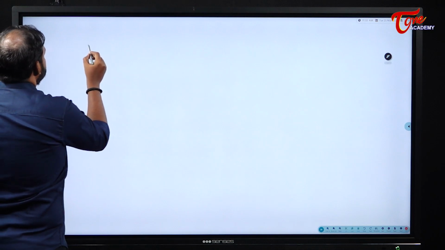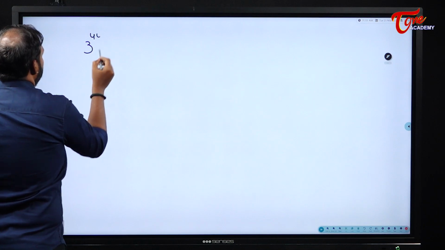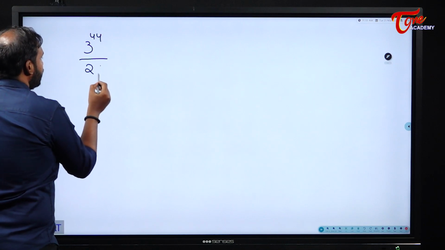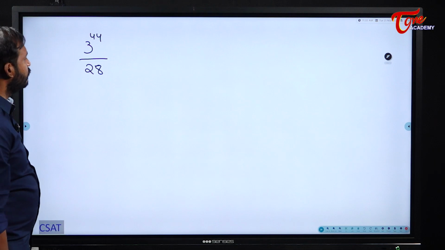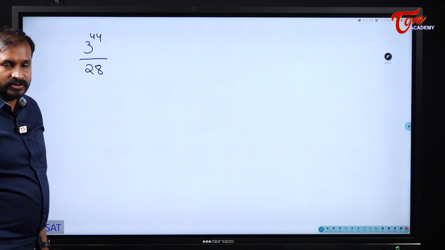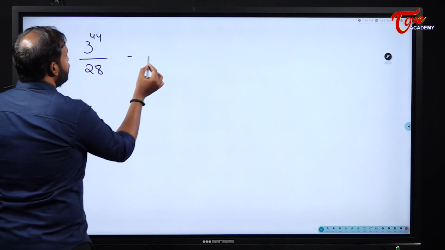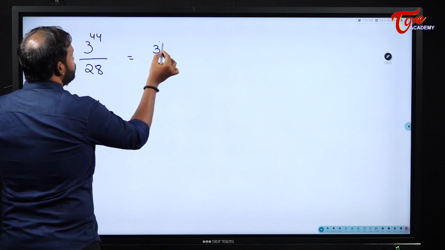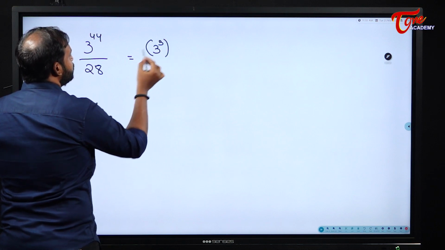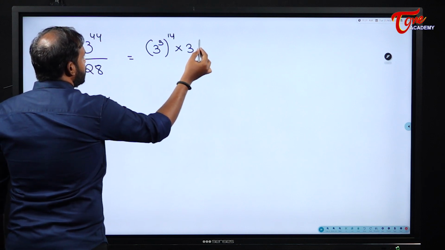What we can do is 3 to the power of 44 by 28. Please try to solve this one. Pause the video and try to solve this one. First of all, split the powers and then do it. What is our requirement here? 3 cube is 27. So 14 3s are 42, and I will be left with 3 square.